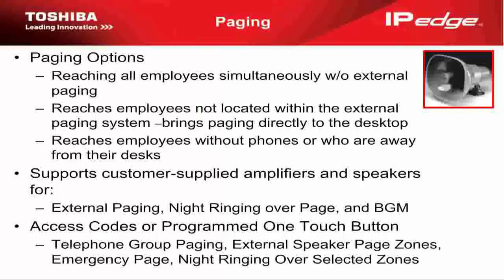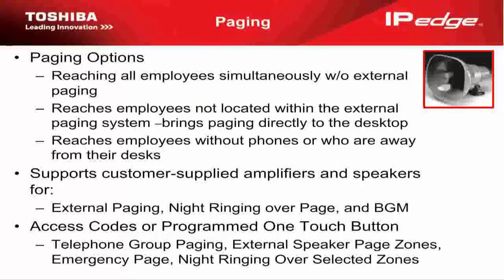Telephone group paging. Paging activated from an extension by specifying a paging group broadcast through the telephone speakers, and if programmed, the external paging devices simultaneously. There are up to 16 telephone page groups that can be programmed. External speaker page zones. Supports 8 paging zones for external speakers. Users access the zones with an access code plus the zone or a one-touch button. Zones are composed of customer-supplied speakers and amplifiers.